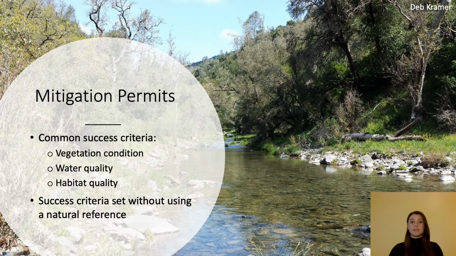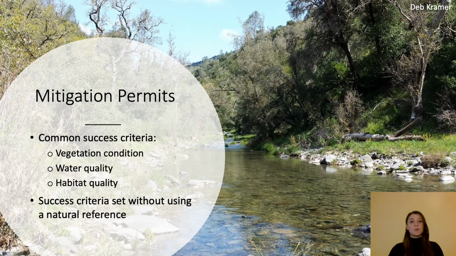out of compliance. The most common success criteria measure vegetation success with parameters like % vegetative cover, % mortality, and % non-native cover. However, the regulators can also include other success criteria which measure water quality and habitat quality. The success criteria set by regulatory agencies are often defined without using a regionally appropriate reference site for comparison and are not uniform among projects, regions, or agencies.